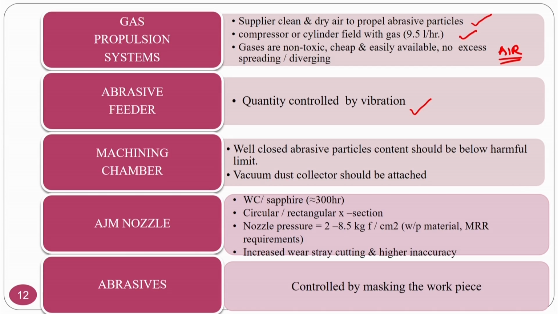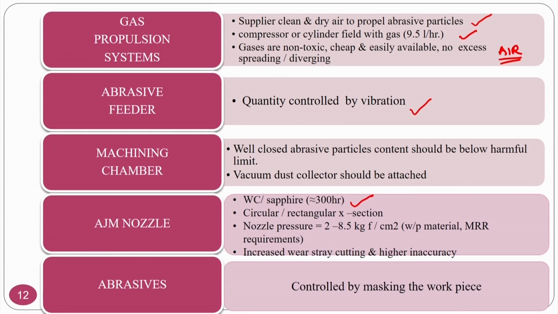For the abrasive jet nozzle, normally a sapphire nozzle is used, whose life is approximately 300 hours, with a circular or rectangular cross section depending on your requirement. If I want to make a hole, I can go for circular. Some applications require pockets on ceramics, and in those circumstances you can go for a rectangular or square cross section. Nozzle pressure normally varies from 2 to 8.5 kgf per centimeter square.